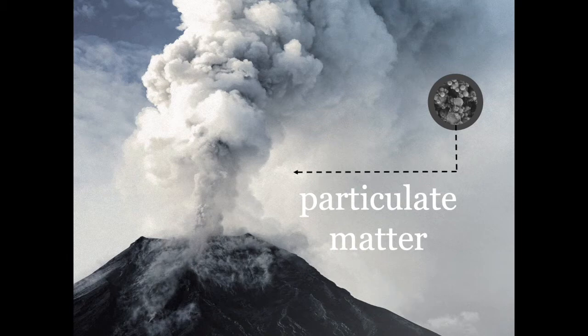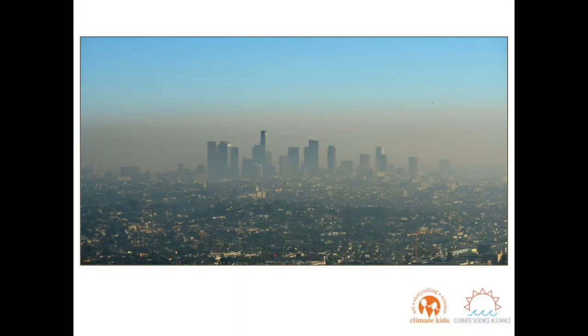In areas that are highly polluted with particulate matter, however, the difference is clear. For example, when you look at this photo of downtown Los Angeles, what do you notice? If you said it looks like there's a lot of dust in the air, you are correct. That dust is particulate matter.